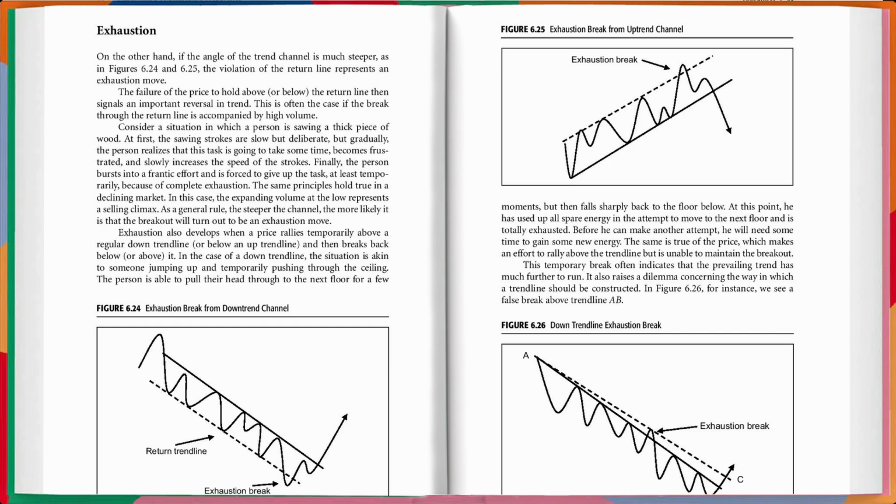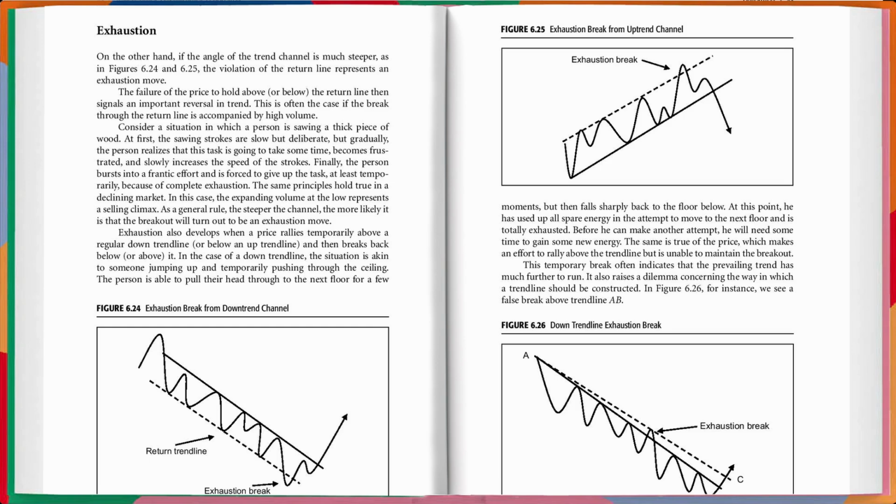At first, the sawing strokes are slow but deliberate, but gradually, the person realizes that this task is going to take some time, becomes frustrated, and slowly increases the speed of the strokes. Finally, the person bursts into a frantic effort and is forced to give up the task, at least temporarily, because of complete exhaustion. The same principles hold true in a declining market.